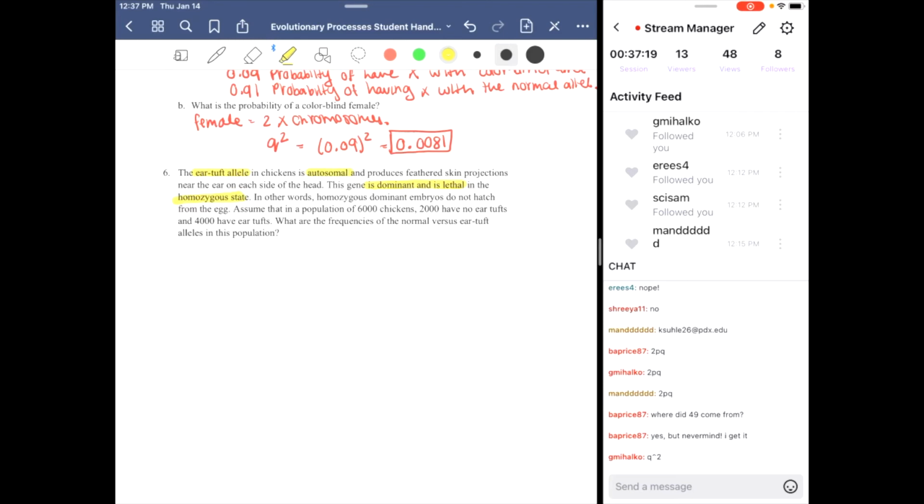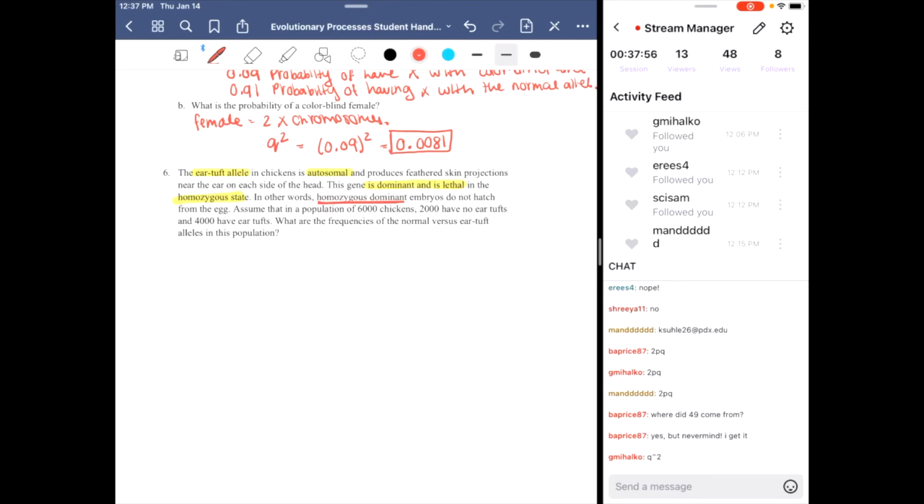This is important because it's essentially telling us that if that allele is present in a homozygous state, then the egg will probably terminate itself and not let it develop into a live organism. So that's going to affect the Hardy-Weinberg proportions a little bit. That's very useful information. In other words, homozygous dominant embryos do not hatch.